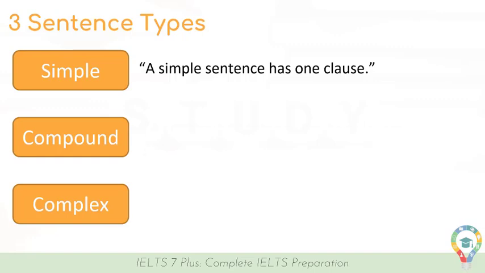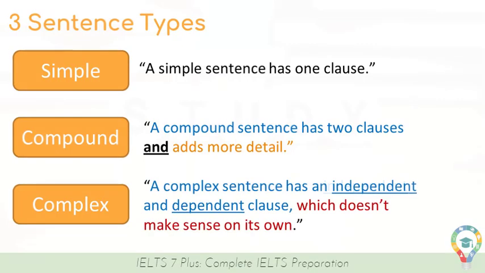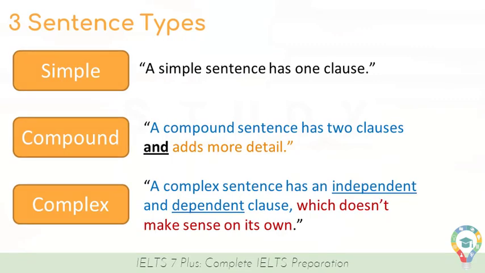So what about compound sentences? A compound sentence has 2 clauses and adds more detail. I've highlighted the 2 clauses in this sentence. Now let's take a look at a complex sentence. A complex sentence has an independent and dependent clause, which doesn't make sense on its own. I might say that making complex sentences is the more challenging of the 3 sentence types.